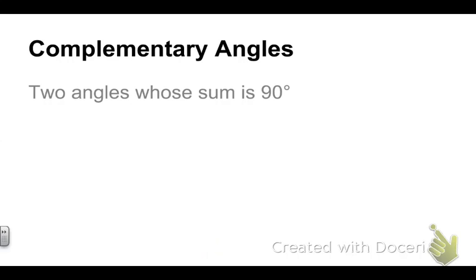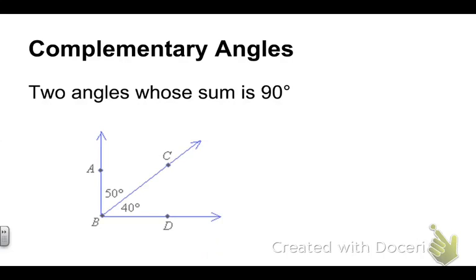Complementary angles, two angles whose sum, the total, is 90 degrees. So here's one example. They can be adjacent. One angle is 50 degrees, the other angle is 40 degrees. They equal 90. They can also be two angles not adjacent. You've got one that's 35 degrees and one that's 55 degrees.